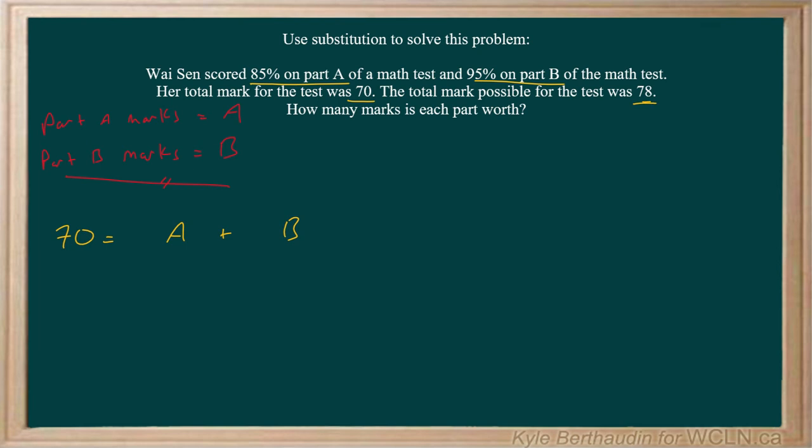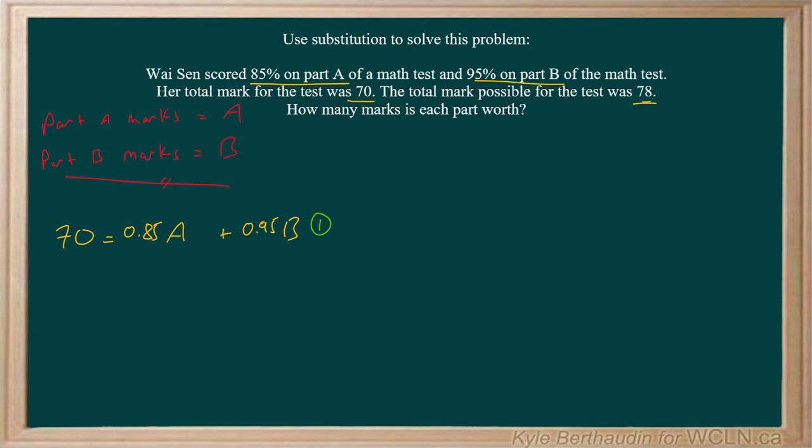Well, we're told what that is. We're told that she got 85% on part A and 95% on part B. And then those parts added up gave her a score of 70. That's one of our two equations. We'll call it number 1.